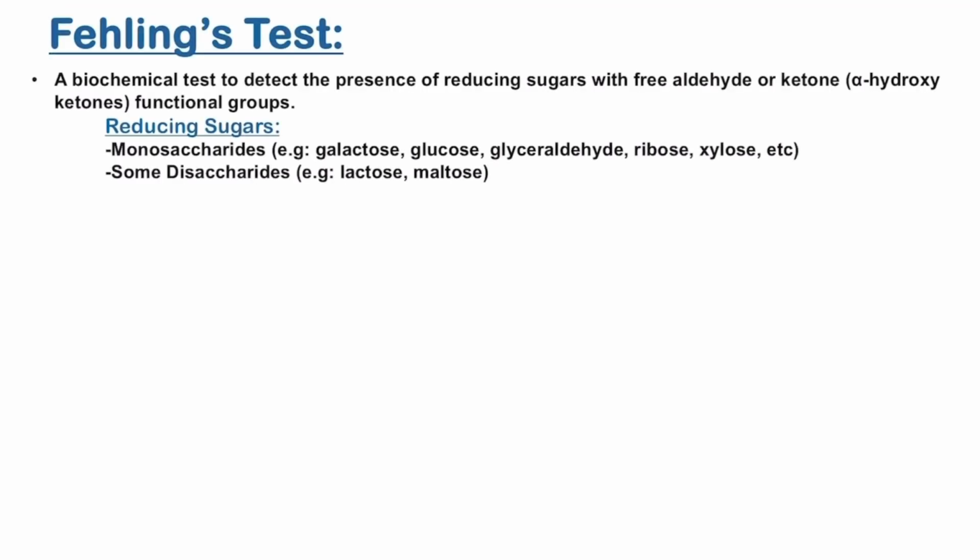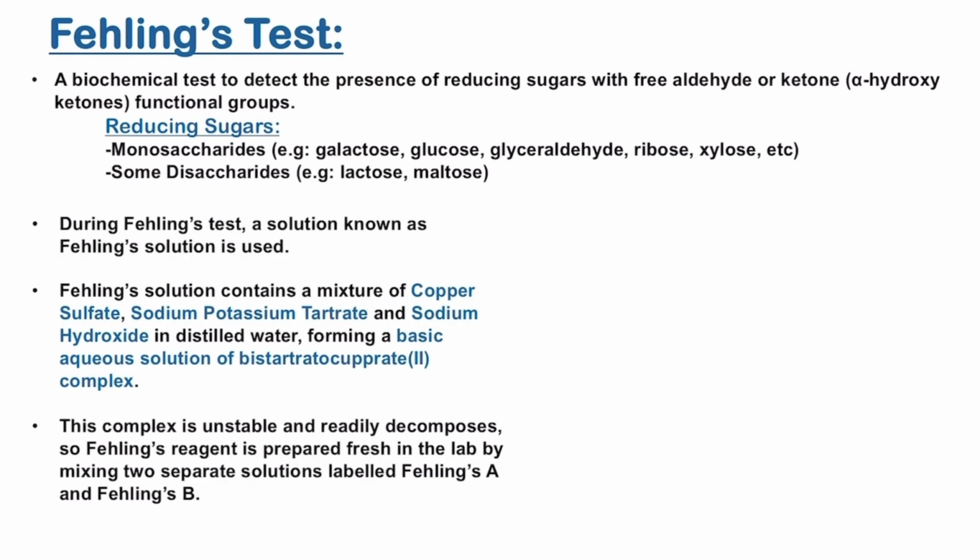Fehling's test is a biochemical test commonly employed to detect the presence of reducing sugars with free aldehyde or ketone functional groups, specifically alpha hydroxyketones. Reducing sugars include almost all monosaccharides, such as galactose, glucose, glyceraldehyde, ribose, and xylose, and some disaccharides, like maltose and lactose. During Fehling's test, a solution known as Fehling's solution is used.